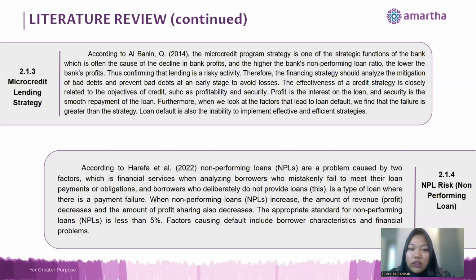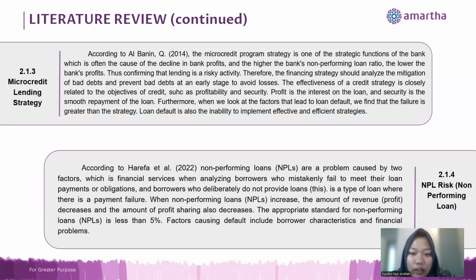According to Albanin in 2014, the microcredit program strategy is one of the strategic functions of the bank, which is often the cause of the decline in bank profits. And the higher the bank's non-performing loan ratio, the lower the bank's profit, thus confirming that lending is a risky activity. Therefore, the financing strategy should analyze the mitigation of bad debts and prevent bad debts at an early stage to avoid losses. The effectiveness of a credit strategy is closely related to the objective of credit, such as profitability and security. Profit is the interest on the loan, and security is the smooth payment of the loan.